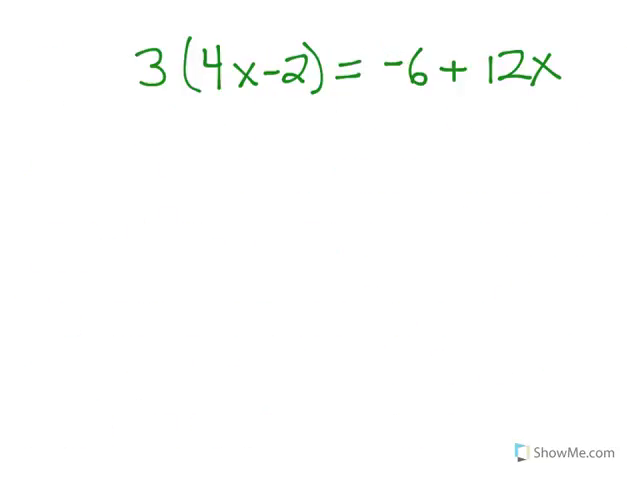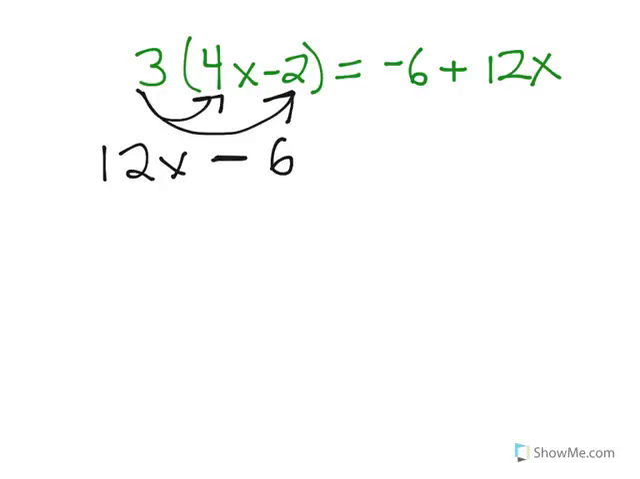We have an equation here where we have to use the distributive property on the left-hand side of the equation. So 3 times 4x is 12x. 3 times 2 is 6, and we'll bring down our subtraction sign, is equal to negative 6 plus 12x. And so if we draw our fence, and we move all of our coefficients to one side of the equation and all of our constants to the other, we'll begin balancing our equation.